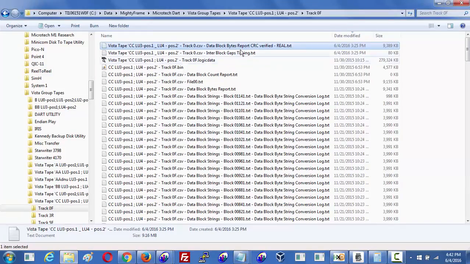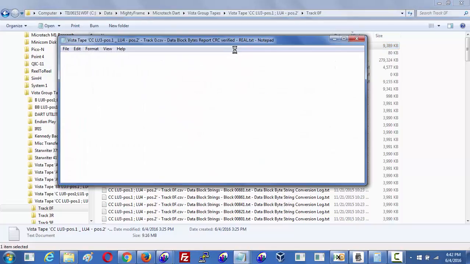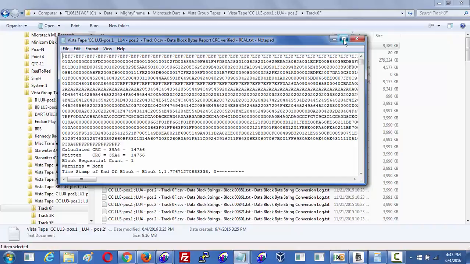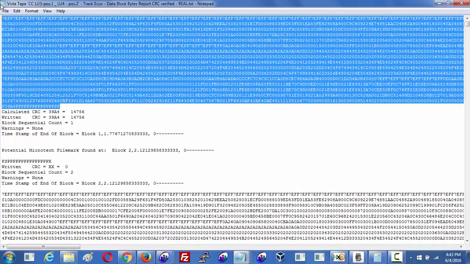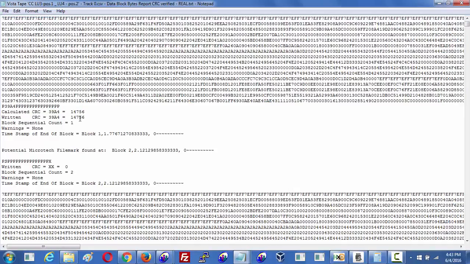We will look at the data block bytes report for this particular format. And here is one of them from tape CC. We're looking at track 0. The first block on that tape is 8192 bytes, followed by a file mark.